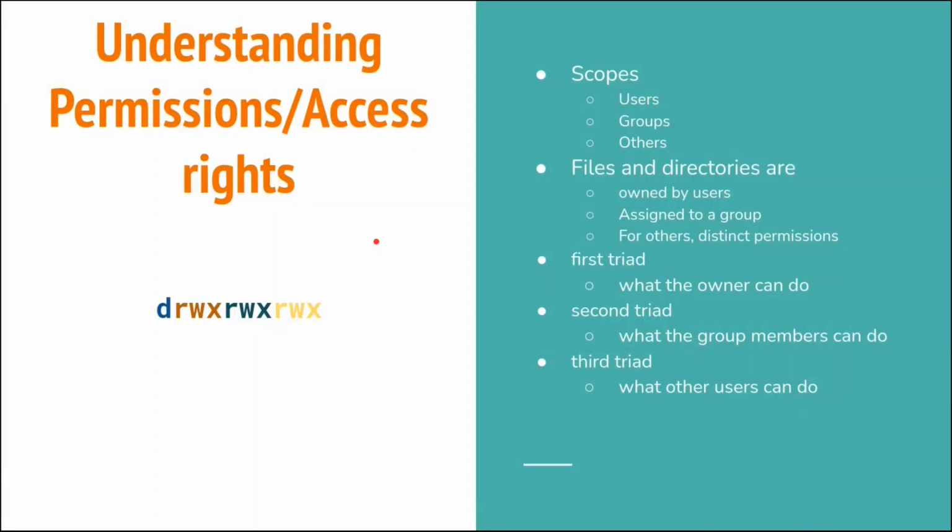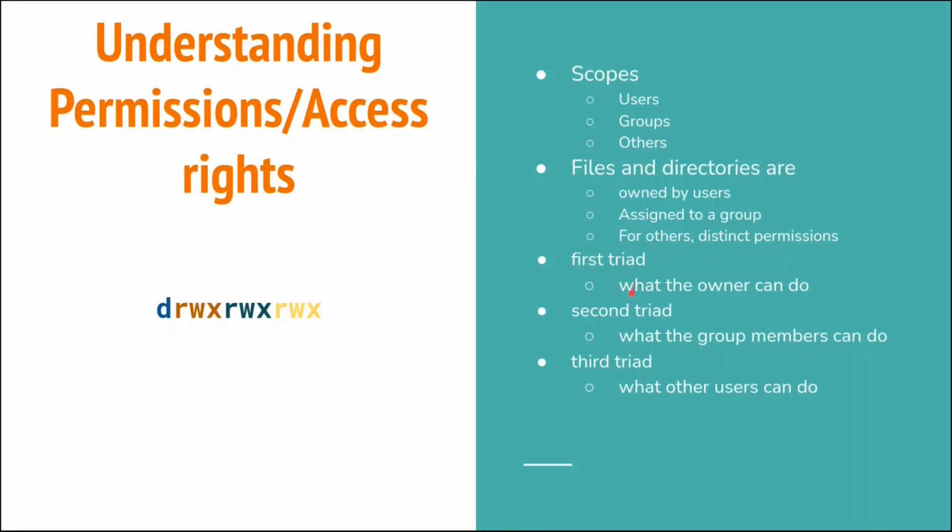So let's understand permissions and access rights. First of all, we have the following scopes, that is users, groups, and others. Whenever you type a command like ls -l, you would be given the following details. The first character defines what type of file it is. Then you have the scopes. The first three are for user, the second three are for group, and the last three are for others. Files and directories are owned by users, assigned to a group, and for others we have a distinct permission.